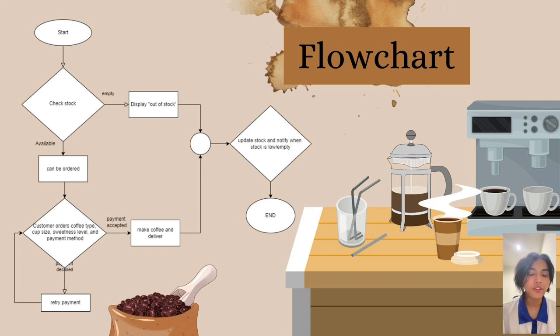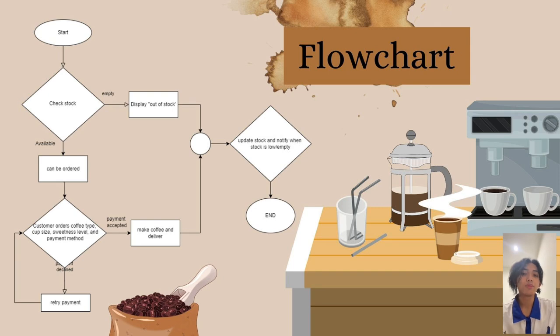Okay, next step, after it can be ordered, this is another decision-making box. The customer orders coffee type, cup size, sweetness level, and payment method, and then there are two outcomes: payment failed and payment successful. If payment failed, the customer will go back through that decision-making box and try to pay until it's successful, and if it is successful, the machine will make the coffee and dispense it.